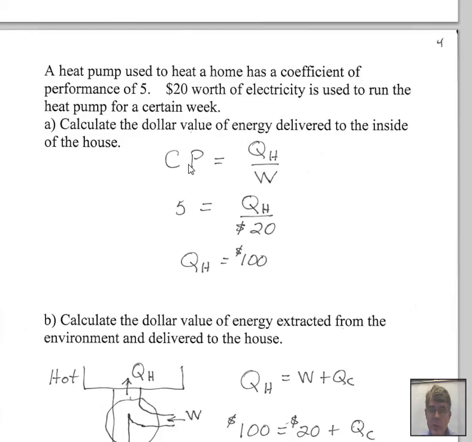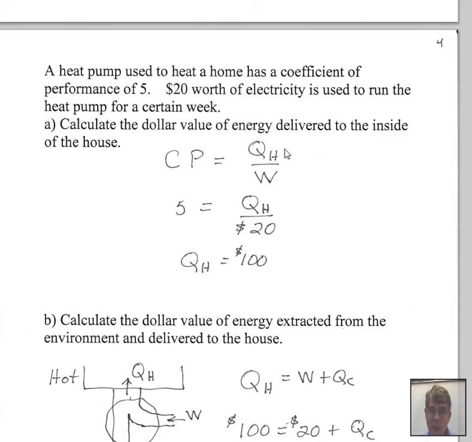The coefficient of performance is Q sub H over W. These quantities just need to have the same units. So if we use joules, that's fine. If we use dollars for both of them, that is fine. So let's calculate the dollar value of Q sub H.